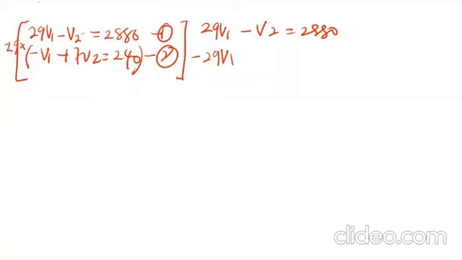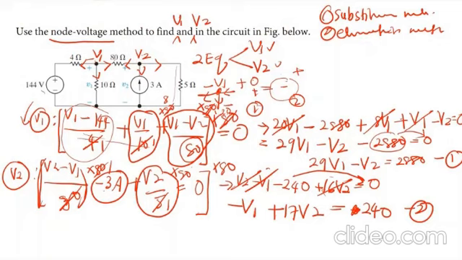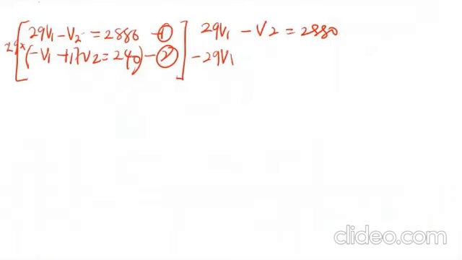Wasn't it 17 that we got earlier? Yes. 17, not 7. Okay, 17. So 17, my mistake. 17 times 29 is how much? 17 times 29, 493. You have 493 V2 equal to 240 times 29, you will get 6960, right? Is that right?